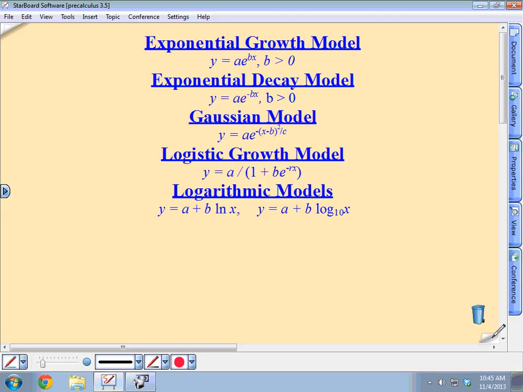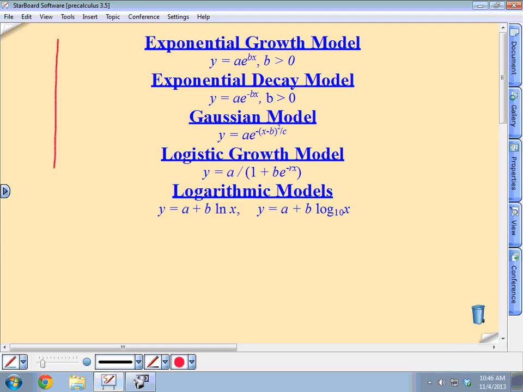There's 5 different models. The first one is the exponential growth model. It's up on the board. Exponential growth model: y equals a times e to the power bx, where b is positive. A and b are just constants, if there's any numbers. X is your independent variable. Your y is your dependent variable. And e is just a number. And so you can model how things grow by using this formula.